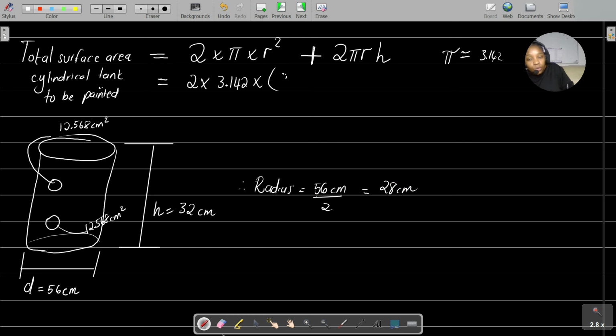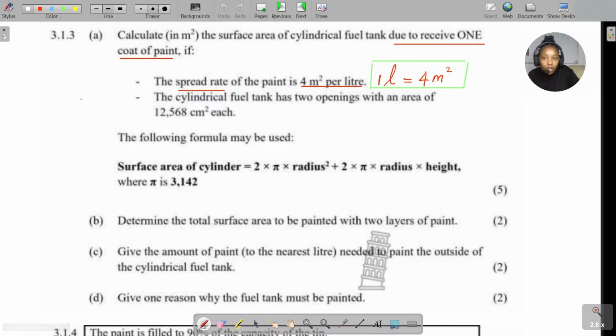So it's going to be 28 centimeters all squared plus 2 times 3.142 times the radius, which is 28 centimeters, times what is your height? It's 32 centimeters. Remember here, you're asked to calculate the surface area to receive 1 coat of paint, and they asked us to calculate it in meters squared.